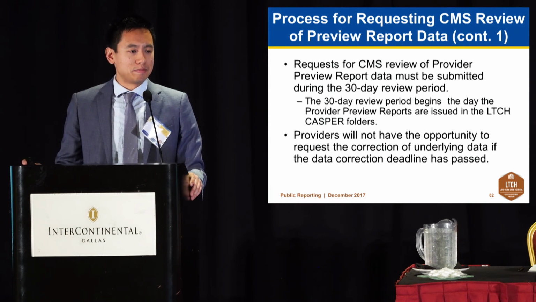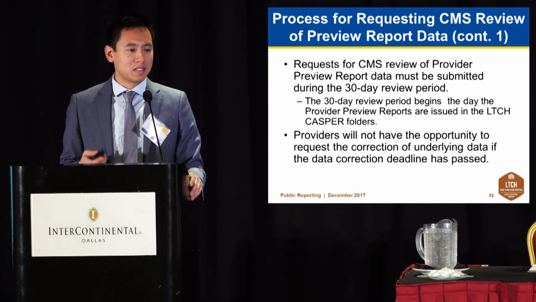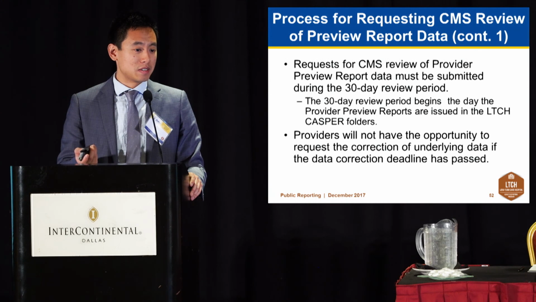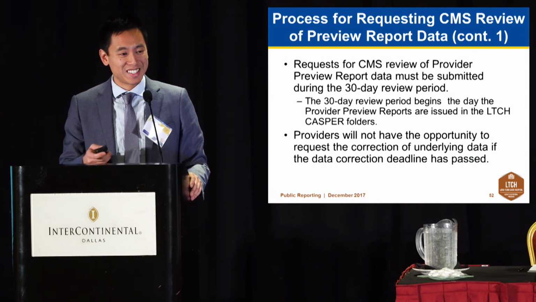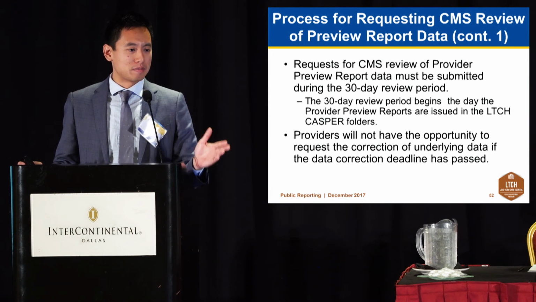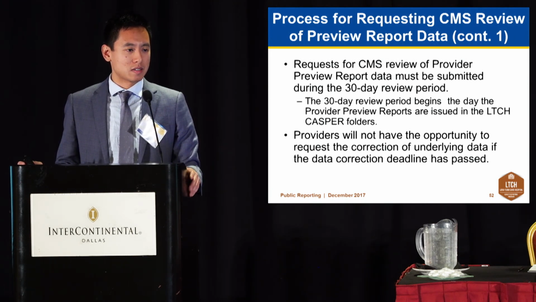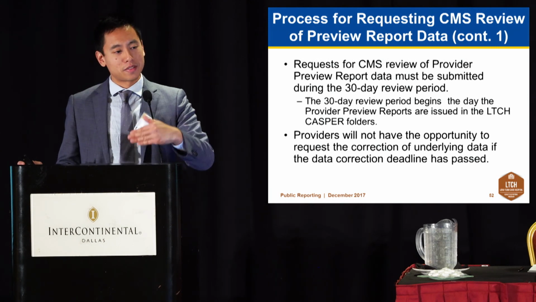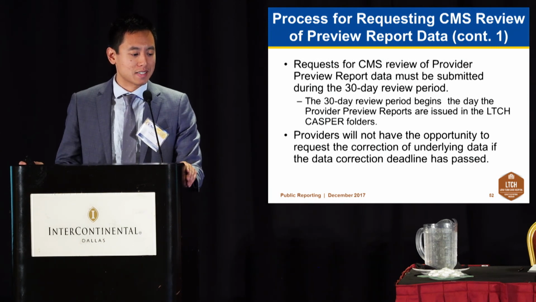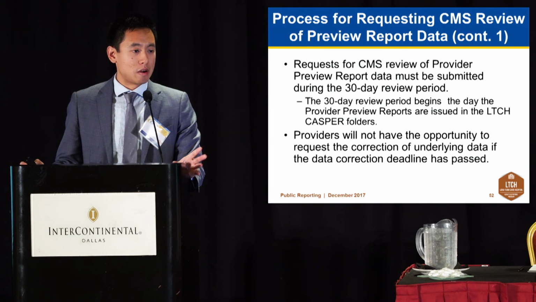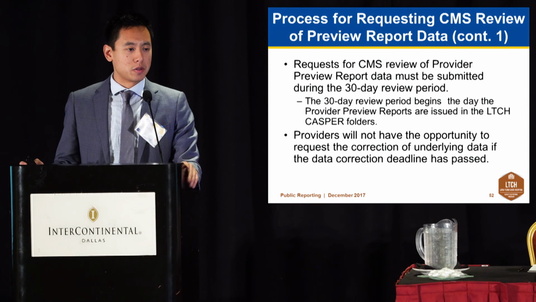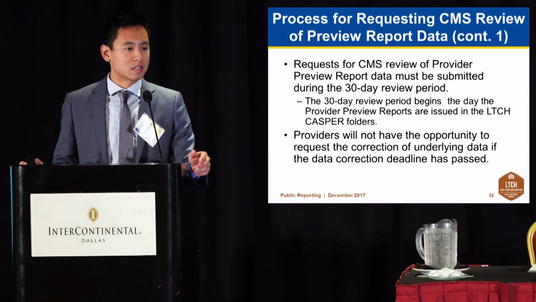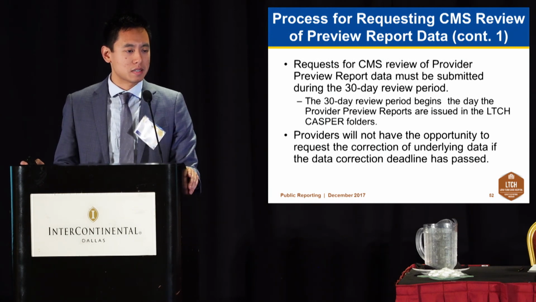So for your quarter 1 to quarter 4 2017 data, which you will receive in June 2018, you have from the day you receive it, let's say June 2nd, 30 days to review that data. And I also want to reiterate that you will not have an opportunity to correct the underlying data because it is past the data's correction deadline.